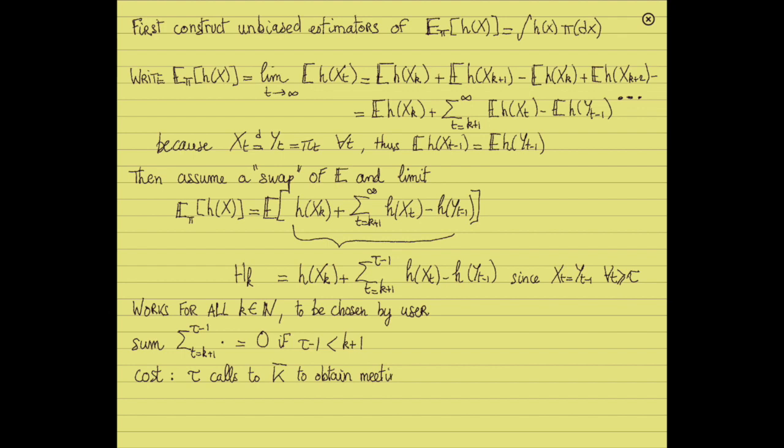And if k is chosen to be large, it's likely that tau will be less than k. So then we have to continue the chain x up to step k to obtain h of x_k. So we need k minus tau calls to the kernel, big K, if little k is more than the meeting time.